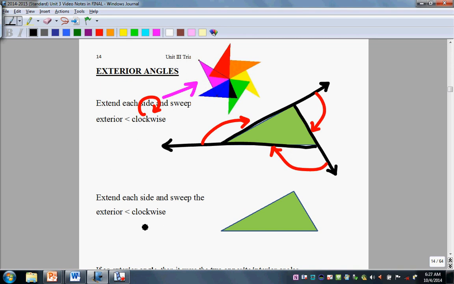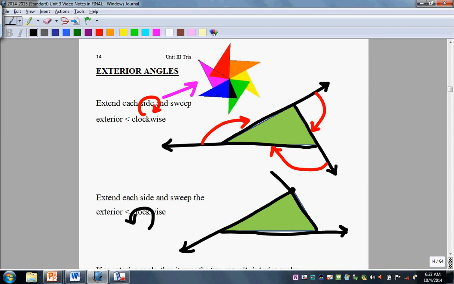Let's try counterclockwise. We're going to go the other way now. So ready, take this and go down and around. I want you to see that you can go both directions, counterclockwise.